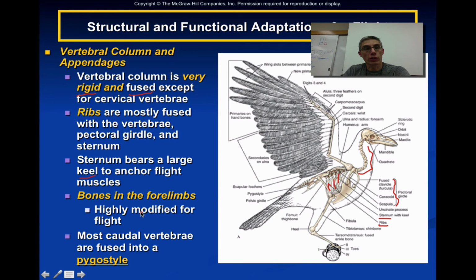Now the bones in the forelimbs are going to be very highly modified for flight, and most of the caudal vertebrae are going to be fused into something called a pygostyle. And you're going to notice right over here that that particular structure is right there. And so all of these vertebrae are going to be fused. So this pretty much represents the tail region of this animal. So it kind of supports the back part or the posterior part of the animal.